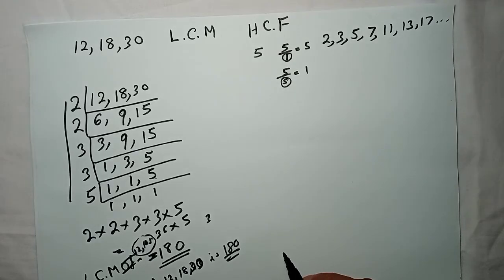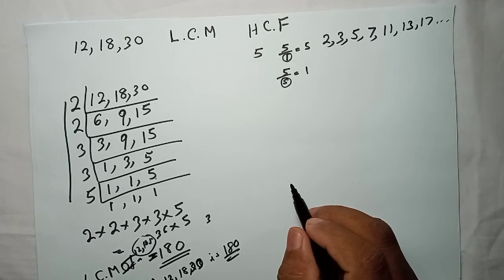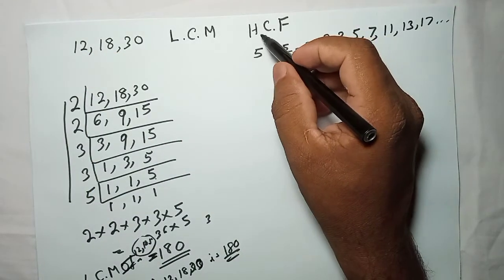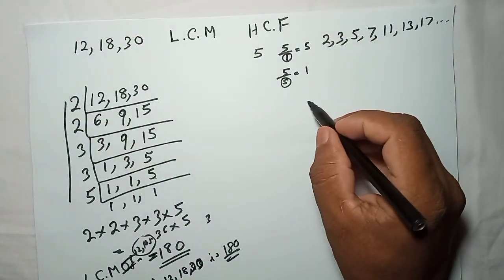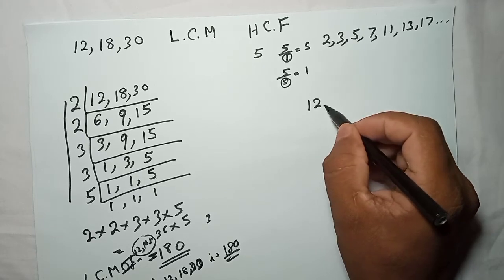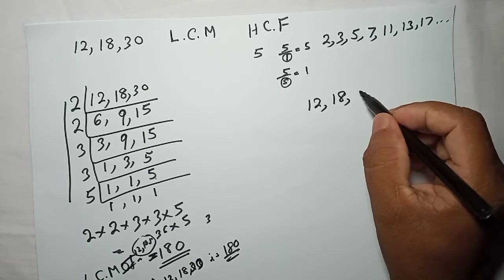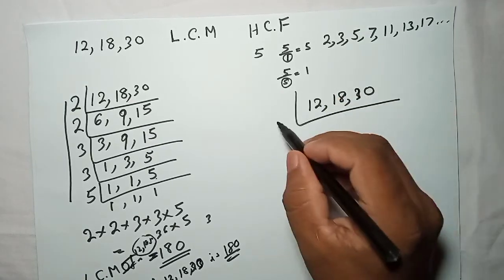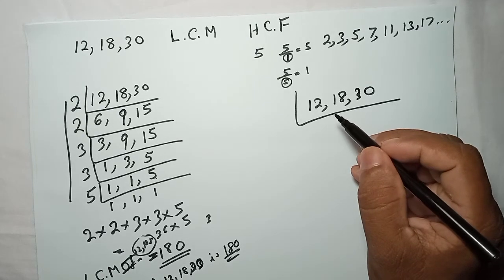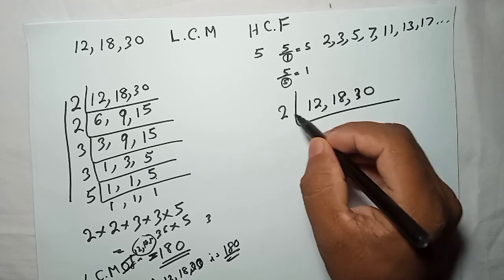Okay, and then at the same time, together I will show you how to find the HCF of these three numbers. Same procedure, look very carefully. There's a little different thing. We write the same three numbers here and we divide by 2. Same procedure, you should divide by prime numbers. We start with the lowest one. So divide by 2.